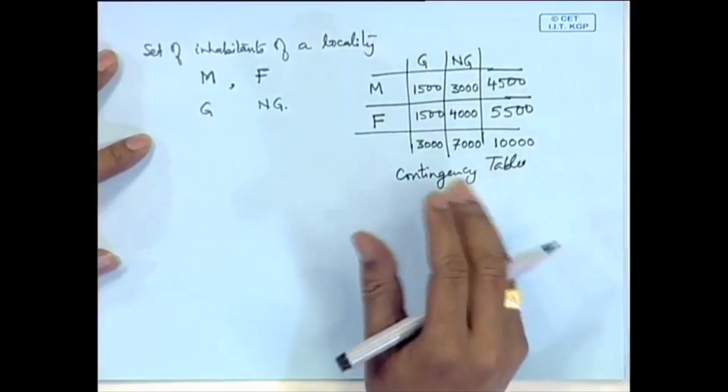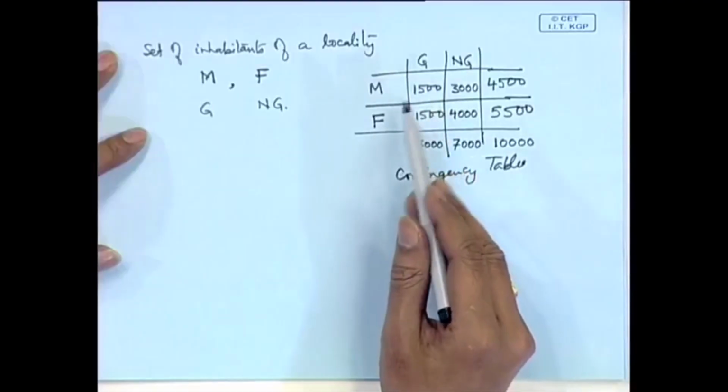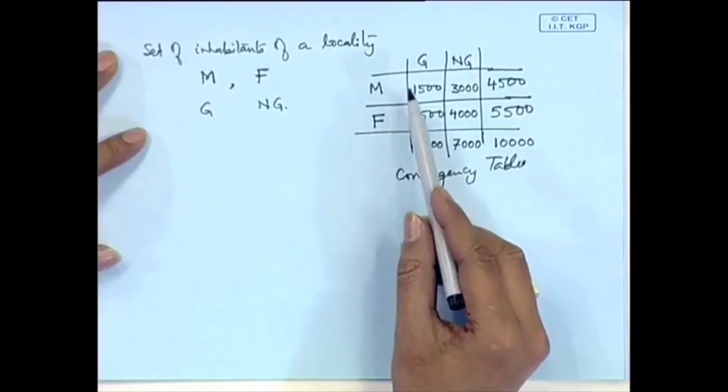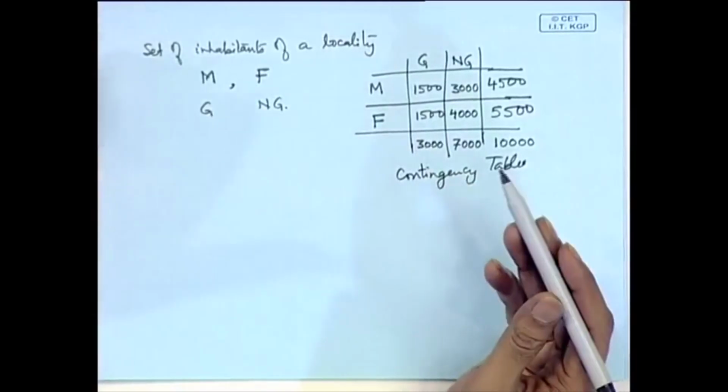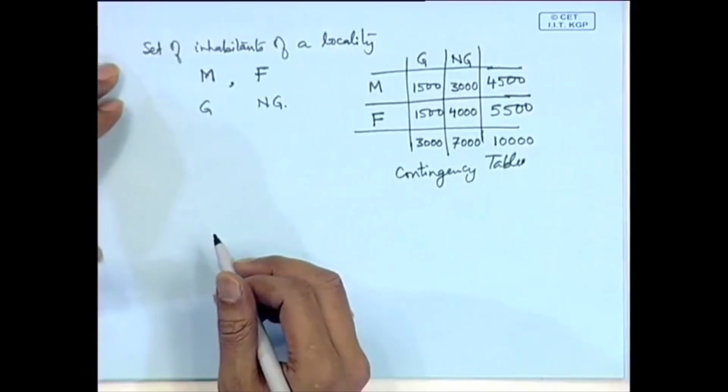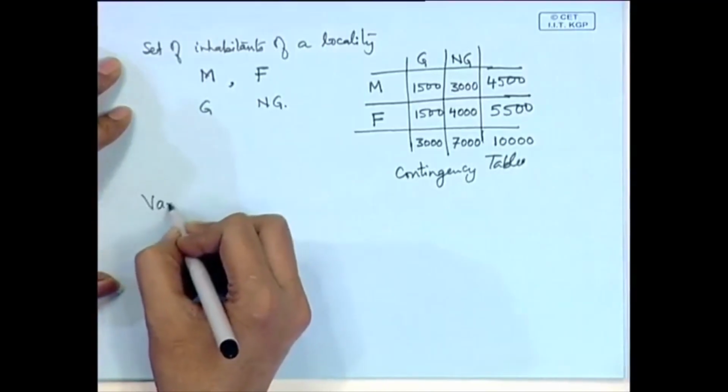So, attribute data can be represented in the form of a contingency table. Here we are classifying according to two characteristics. One may classify according to 3, 4 etc., and accordingly the representations can be made in the form of contingency tables.